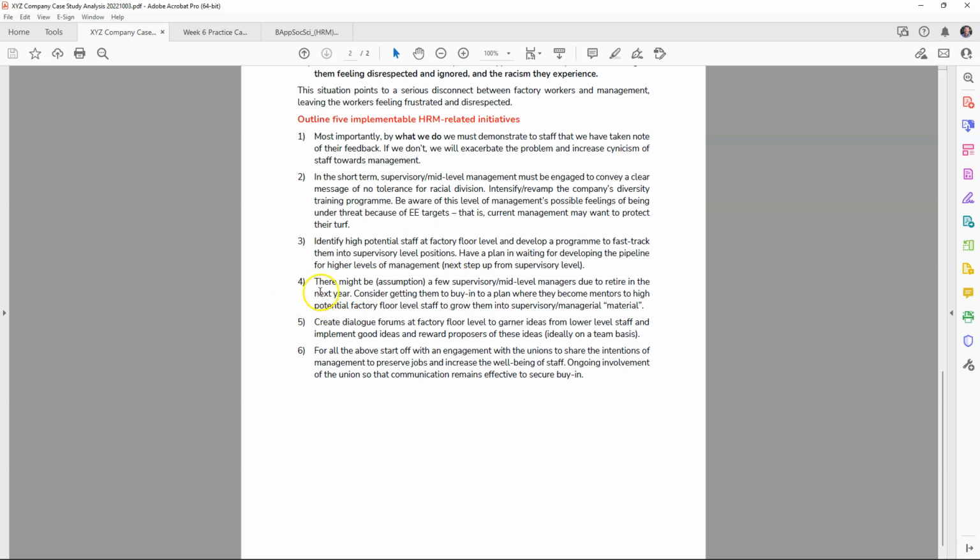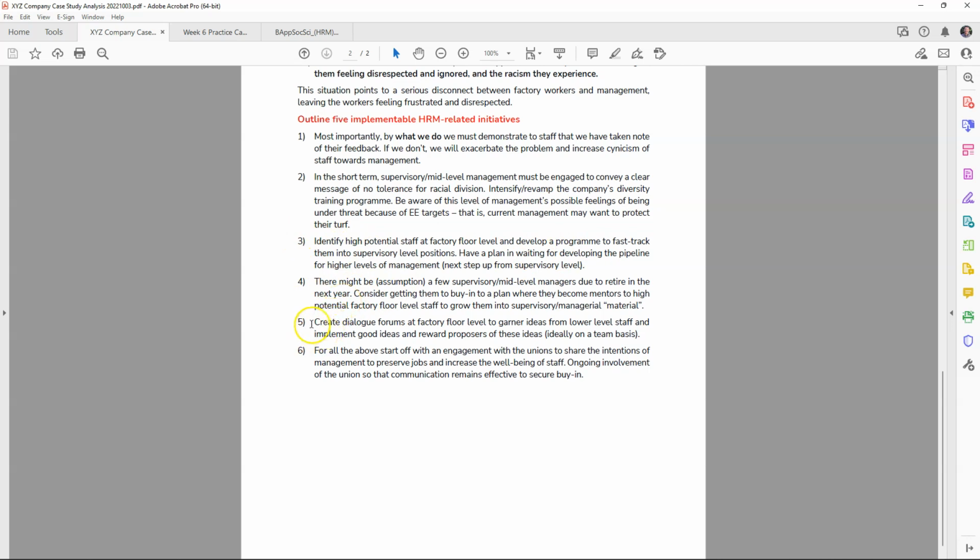And then there's an assumption that I've made here. There might be, it's an assumption, a few supervisory or mid-level managers due to retire in the next year. An initiative could be to consider getting them to buy into a plan where they become mentors to high potential factory floor level staff, to grow them into supervisory managerial material. And that would be an initiative that relates to number 3 that I mentioned earlier.